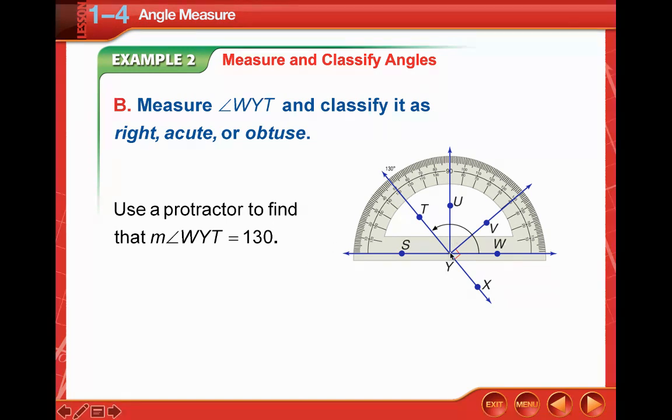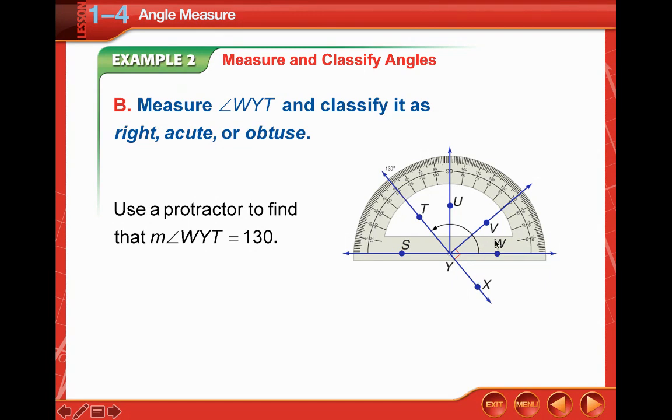So as you can see, if you line up a protractor with the straight line here, with W, there's a circle on all protractors in the middle, and that's where you line up the vertex. And then you mark this side of the angle, and this side is on the line, mark that, and then it'll tell you it is 130 degrees.